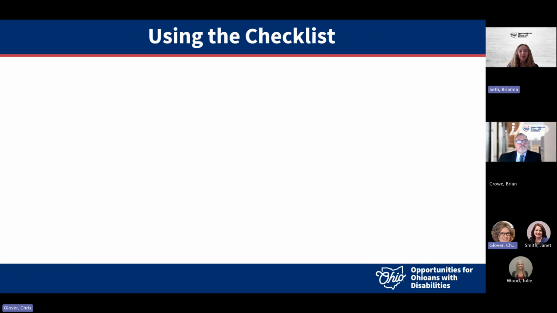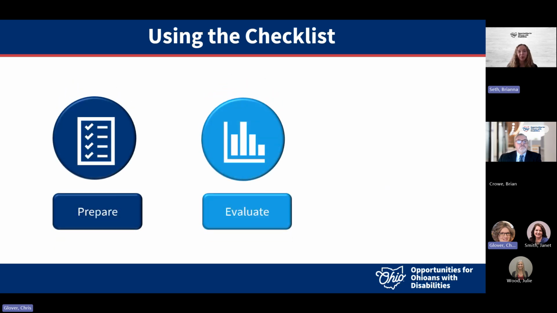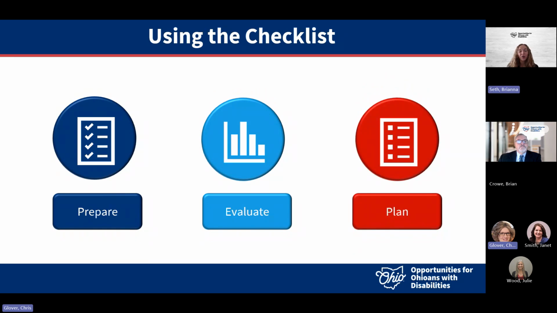The checklist can be in the starting lineup of the game as it provides helpful information for assessing an environment. The checklist can be separated into 3 main categories: prepare, evaluate, and plan. The New England ADA Center has a helpful resource titled How to Use This Checklist, which includes information on these categories. The link to this resource is included in the resource guide for this webinar.